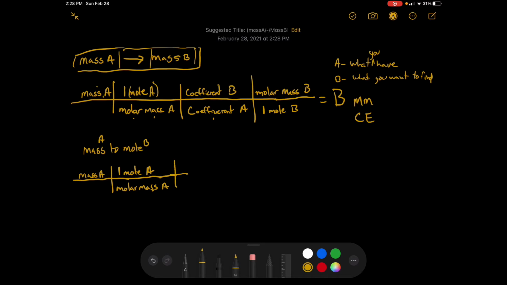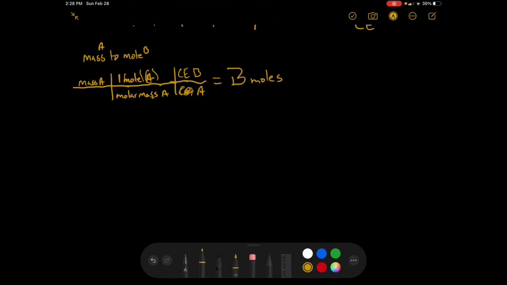And now we just do our coefficients. So we're going to put our coefficients, I told you it was going to be CE and MM, and I just forgot. So CE, coefficient A, because we have A, and this is moles, and this is moles, coefficient, and then you put coefficient B at the top, and that will give you your answer for B, moles B. Okay? So now let's go from moles to moles. Moles A to moles B.